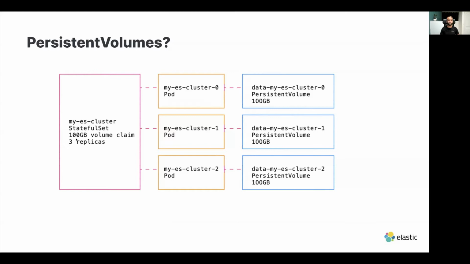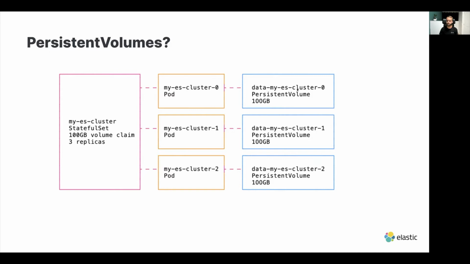So the StatefulSet controller in turn will create three pods because I want three replicas. So the first pod is going to be with ordinal number zero, ordinal number one, and then we have another one, the last one with ordinal number two. And because I requested a claim of 100 gigabytes, each of these pods is going to be associated to a persistent volume, so a storage unit of 100 gigabytes. And the nice part about the StatefulSet and the persistent volume concept is that we have a direct one-to-one relationship between the pod and a persistent volume here. So for example, this pod, my-es-cluster-0, is associated to this persistent volume called data-my-es-cluster-0.